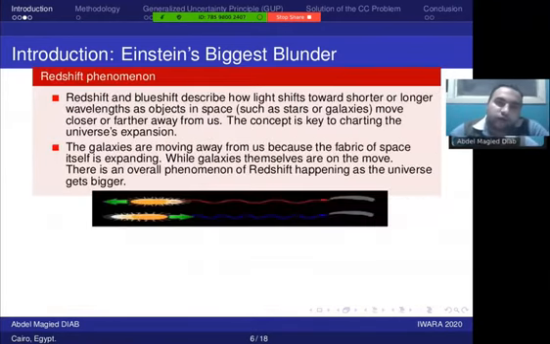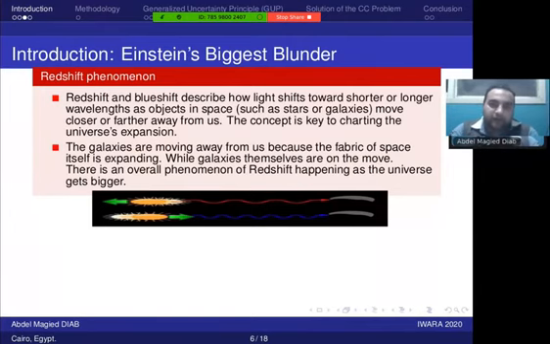The third part of our introduction is the redshift phenomena, which is related to the expansion of the universe. From our knowledge of electromagnetic light, red light has longer wavelengths and blue light has shorter wavelengths. The redshift and the blueshift describe how light shifts toward shorter or longer wavelengths as objects in space, such as stars and galaxies, move closer to or away from us, which means that when galaxies are moving away from us, we have the light shifted towards longer wavelengths.